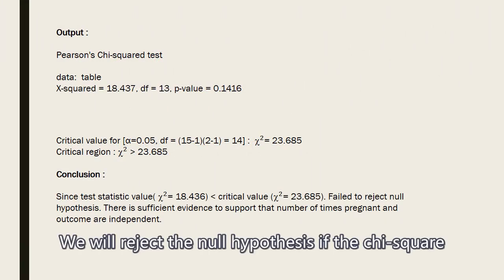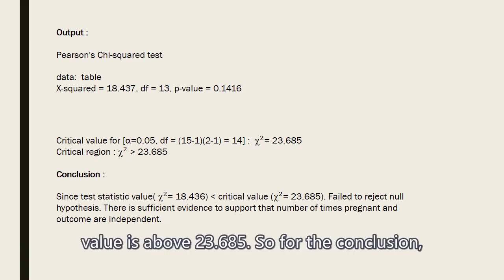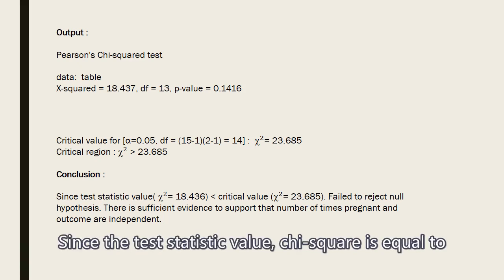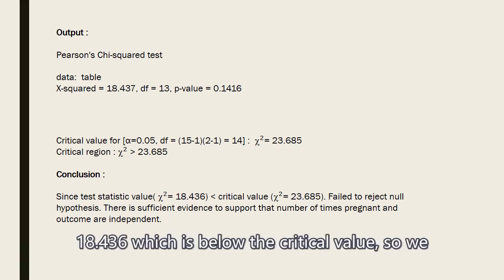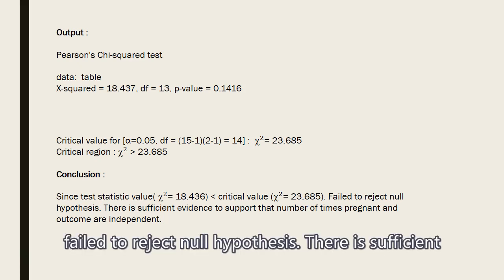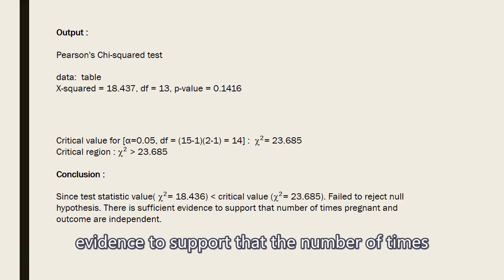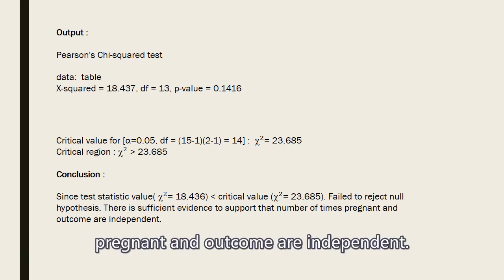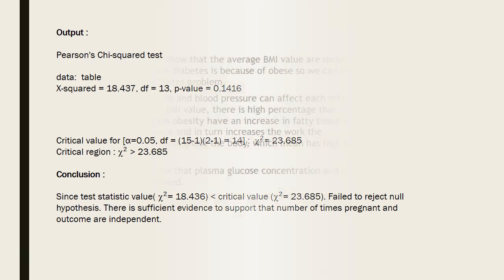We will reject the null hypothesis if the chi-square value is above 23.684. So for the conclusion, since the test statistic value chi-square is equal to 18.436, which is below the critical value, we fail to reject the null hypothesis. There is sufficient evidence to support that the number of times pregnant and outcome are independent.